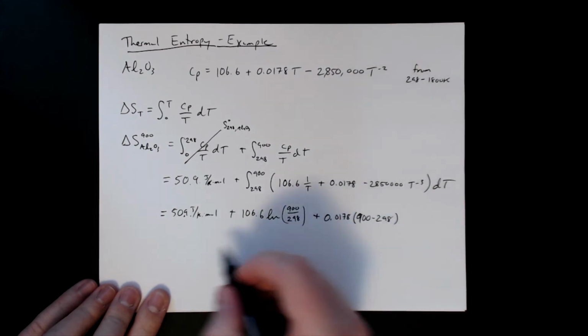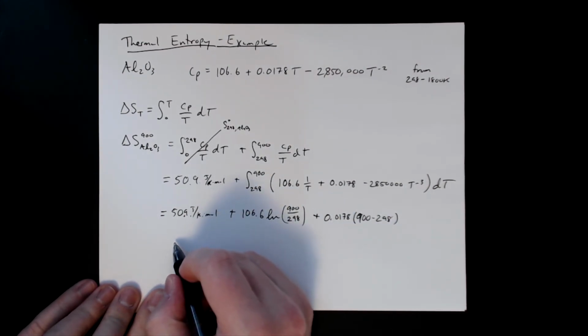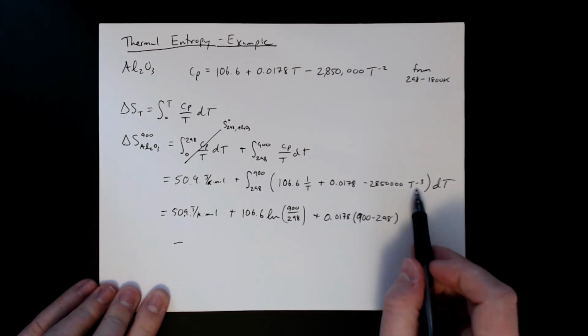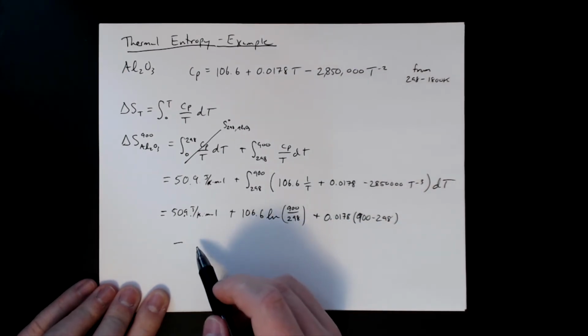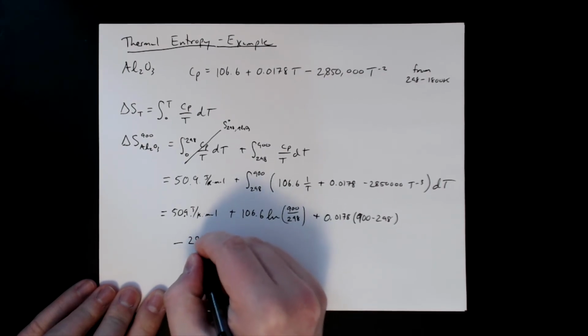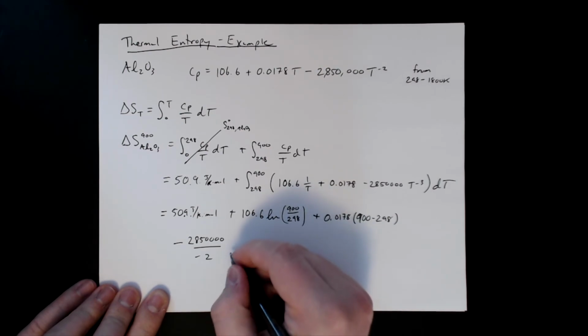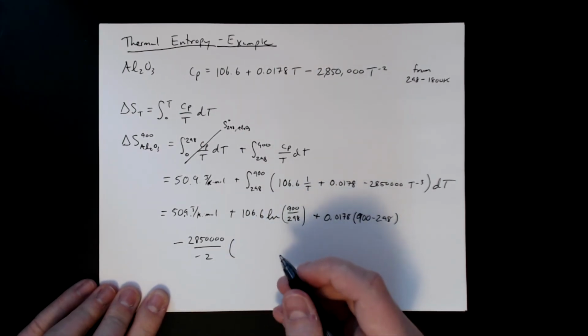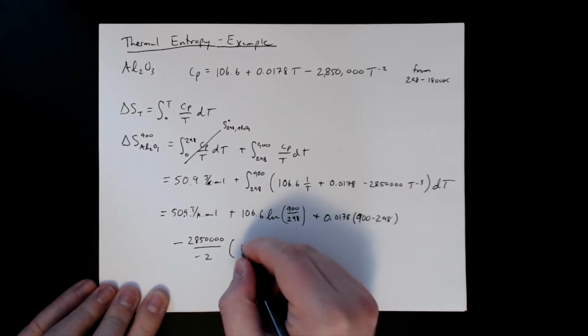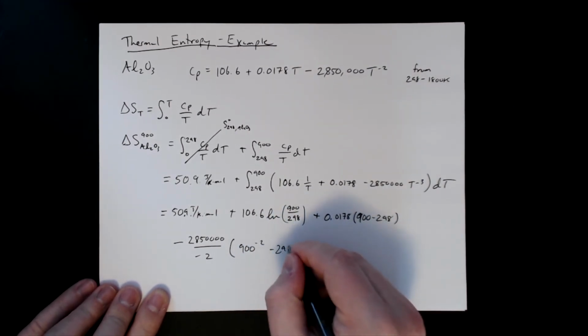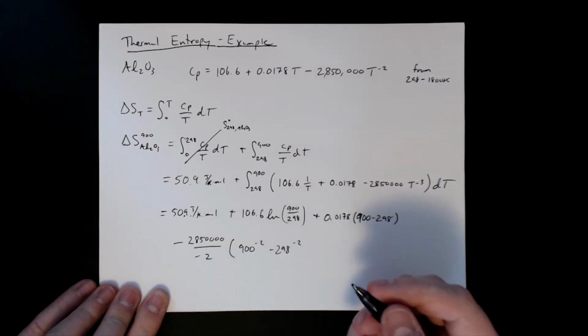And then we have one last term, and I'm running out of space, so I'll go down here. So this is the T to the minus 3, and that becomes T to the minus 2 when we evaluate it, and then divided by the minus 2. So we have the constant out front divided by minus 2 times T to the minus 2, and so that's going to be 900 to the minus 2 minus 298 to the minus 2.